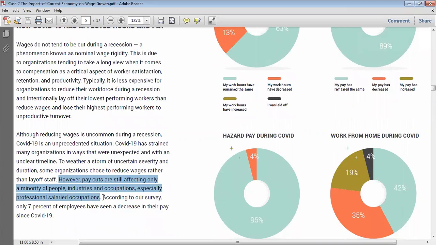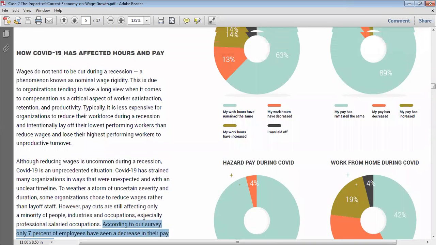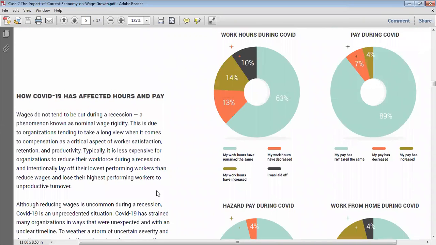However, pay cuts are still affecting only a minority of people, industries, and occupations, especially professional salaried occupations. According to our pay scale survey, only 7% of employees have seen a decrease in their pay since COVID-19. This is the major finding, so the data is provided here.